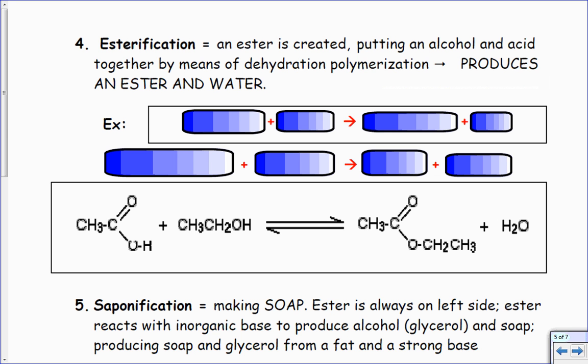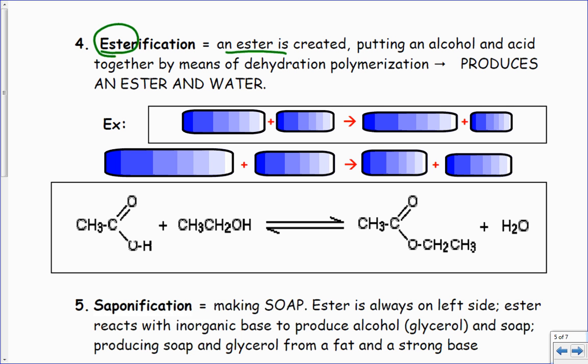Esterification. This is going to be a tough one to remember. I'm sorry, not necessarily to remember, but to say. Esterification is what it says. And I create an ester. So that's what's nice about this. It's right in there. Esterification is making an ester.